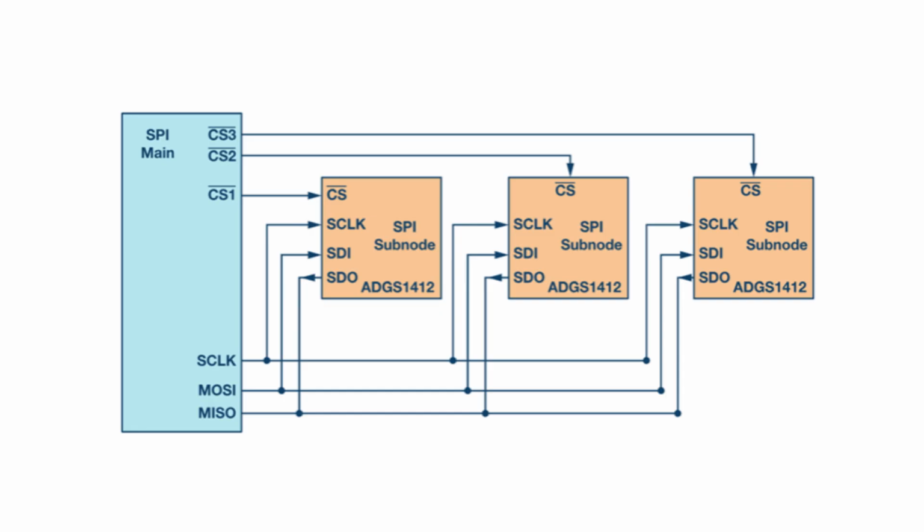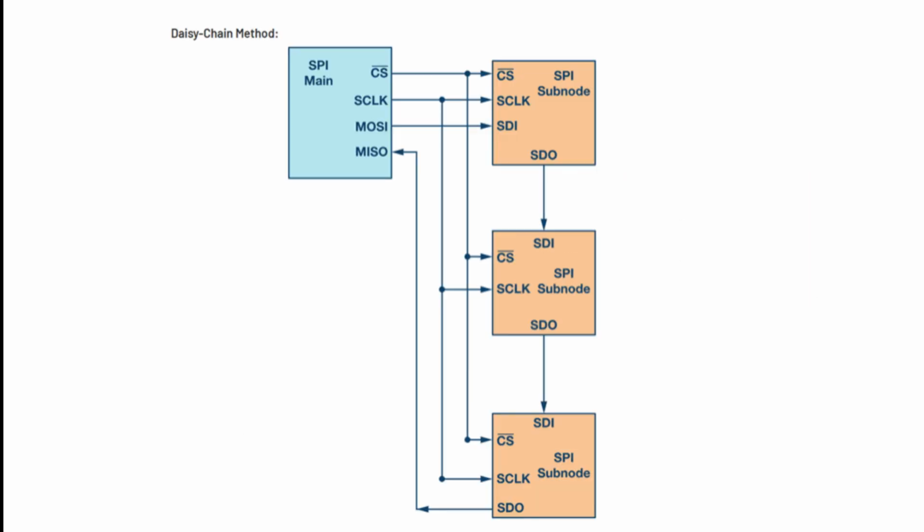Okay, that parallel CS approach for multiple slaves is clear. But sometimes you hear about daisy chaining with SPI. How is that different? How does that work? Daisy chaining. That's a totally different topology, usually for specific types of devices like shift registers or certain LED drivers. It's not the standard way you'd connect, say, a sensor and flash memory.